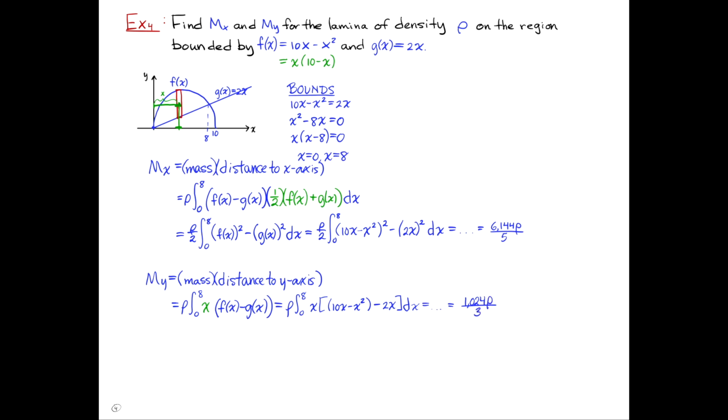And then you weren't asked to find the center of mass, but if you were, then x bar is equal to My, because remember My, that is your moment about the y-axis, over the mass. And y bar is equal to Mx over mass.